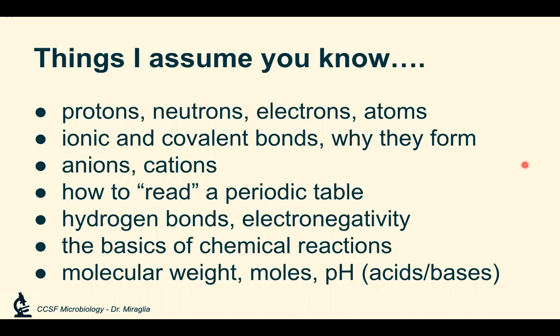talking about. These include things like atomic structure, protons, neutrons, electrons, the idea of how bonds form, and the types of chemical bonds, ionic and covalent bonds, what an anion is, what a cation is, the basic structure of the periodic table, electronegativity, hydrogen bonds, understanding the fundamentals of chemical reactions, what drives them, and the concepts of molecular weight, moles, pH, basic understanding of acids and bases. So these are not things that we're going to spend any significant amount of time on. And I do assume that you got a good solid foundation in Chem 32.